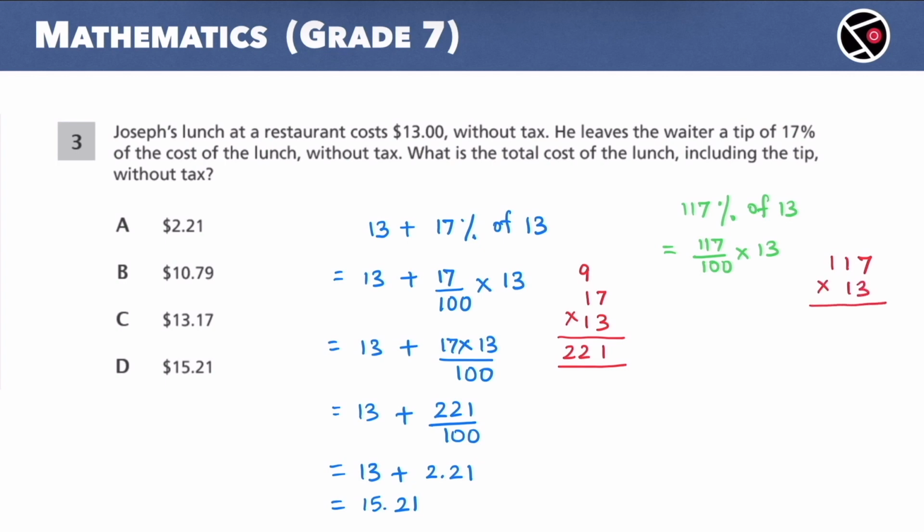13 sevens are 91. 13 ones are 13. Plus 9 gives me 22. 13 ones are 13. Plus 2 is 15. So we have 1521 divided by 100 and we get 15.21. Our choice is D.